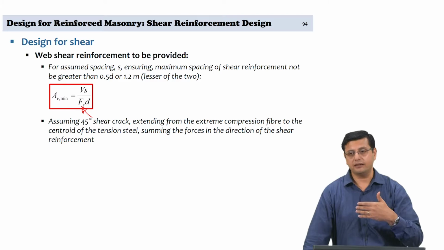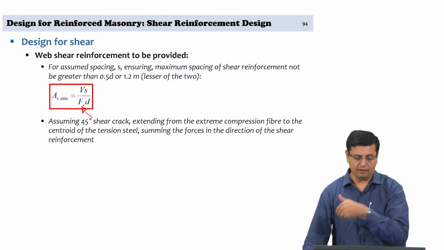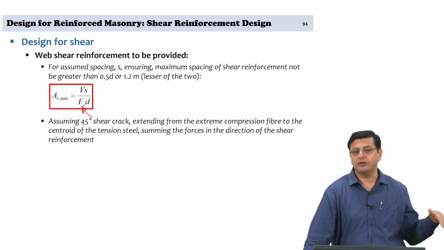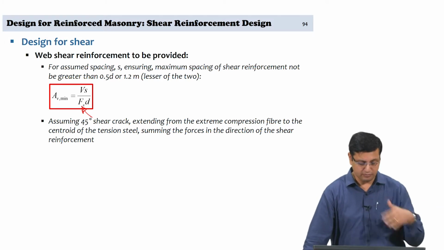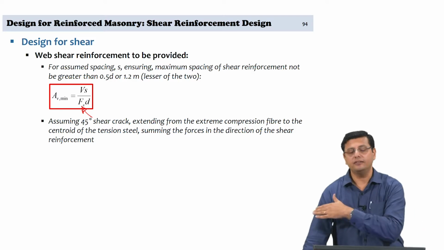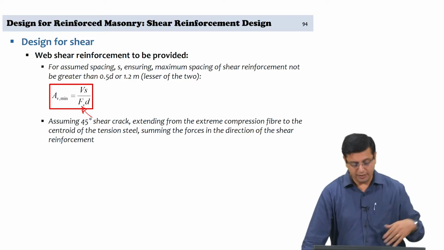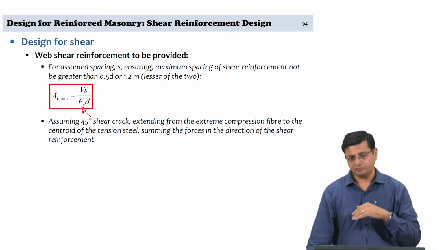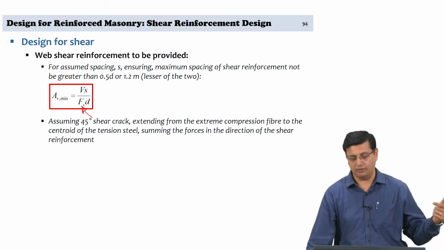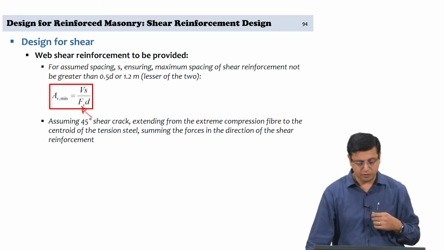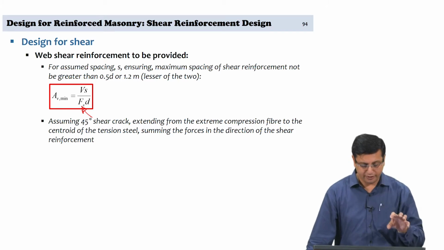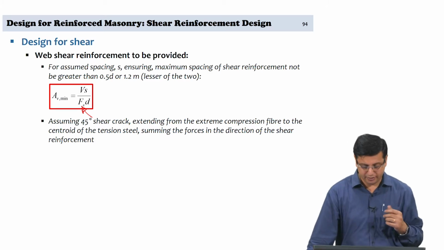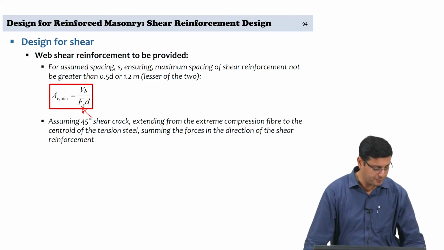We have the masonry wall panel h in height and effective depth d. We assume that a 45-degree shear crack is extending from the extreme compression fiber along the line to the centroid of the tension steel, and then if you sum the forces, you will be able to arrive at how much of steel is required to equilibrate the shear demand that the wall is experiencing.